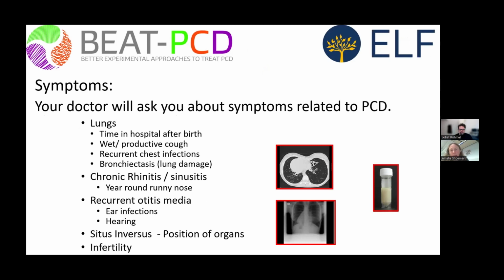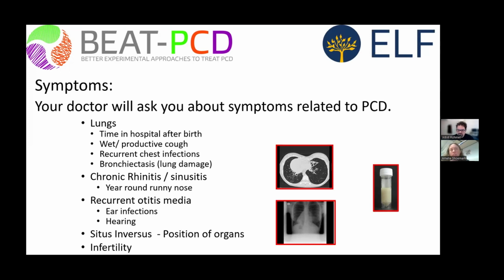And the first thing, and many people on the call have already been through this diagnostic process, so I'm kind of already telling you things that you already know, but the first thing a doctor will ask you when you get referred to the right person is about your symptoms that are related to PCD. They're likely to ask you about your lungs, the time spent in hospital immediately after birth, or if there was any, about cough and whether it is wet and whether it is productive, how often you have chest infections that require antibiotics, and also they may do a CT scan to look for bronchiectasis that Jobst just described nicely as the scarring of the lungs.